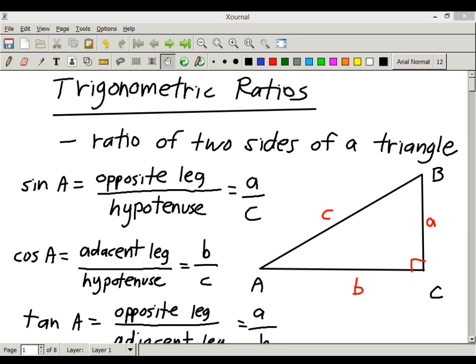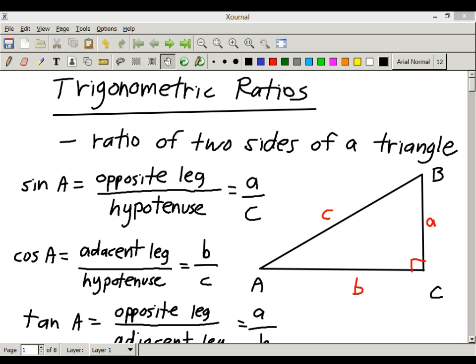Okay, welcome back everybody to Trigonometric Ratios. So we're going to be starting some topics related to trigonometry. If you look at the word trigonometry, it can be broken down into two parts. Trig means triangle, and metric means measurement, so trigonometric means triangle measurement. So we're going to be looking at how to measure triangles with this topic.